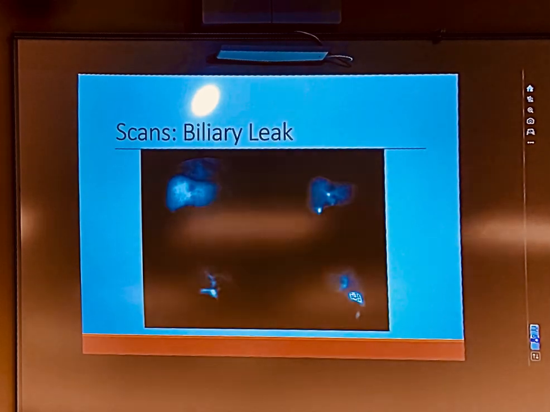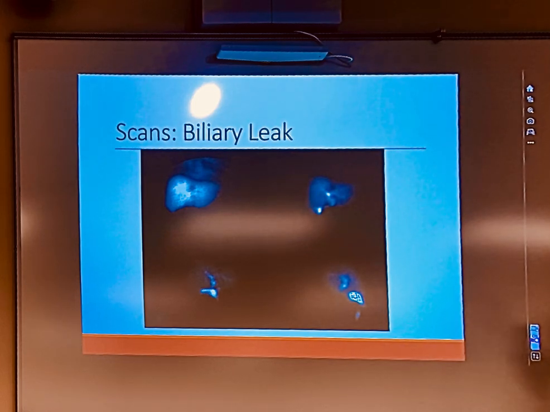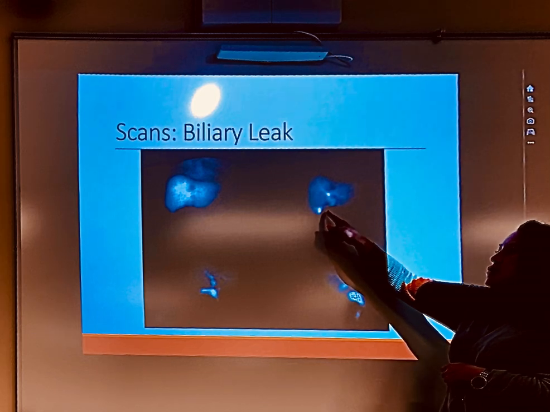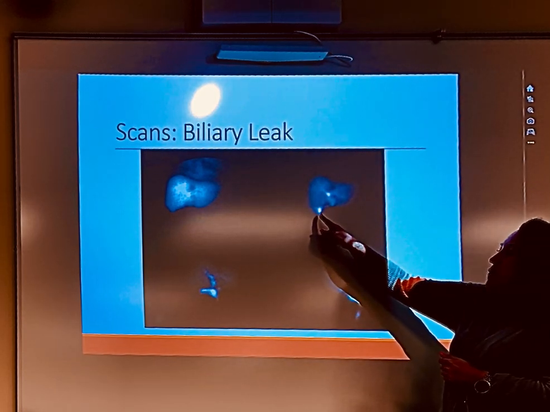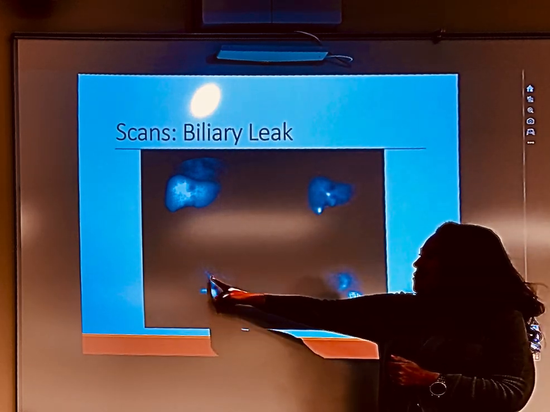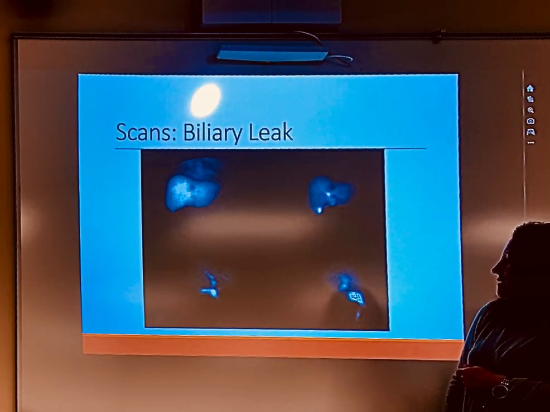Okay. There we go. This is a biliary leak. So your bile is supposed to flow through the intrahepatic ducts, common bile duct. You don't have a gallbladder in this patient, right? Patient doesn't have a gallbladder. So then, what's this? Now it looks like it's leaking into the gallbladder fossa.